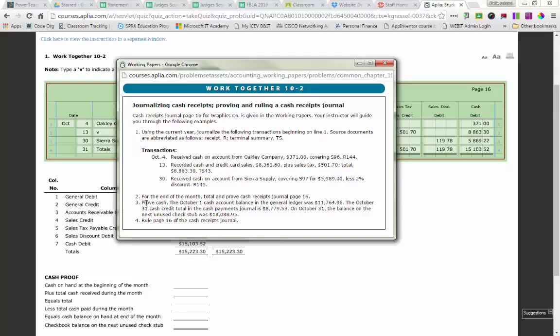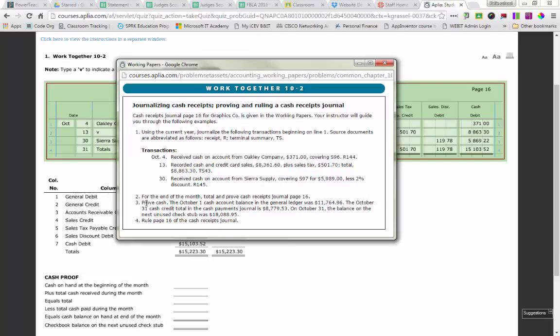Our next instruction is going to be one that's going to throw you off because we haven't done it for a while, and that's to prove cash. Anytime you need to prove cash, you need to have your starting cash. Prior to this chapter, all of our businesses' starting cash was zero, so that was really easy. But that's not realistic, because that's only going to ever happen once for a business over its entire life, to have starting cash of zero.